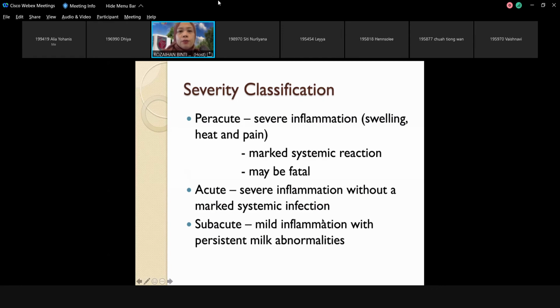You can classify mastitis according to severity, the classification of peracute, acute, subacute. But you don't actually use this when you put your diagnosis. I don't expect you to say that this is a peracute clinical mastitis, or this is subacute clinical mastitis. You don't have to do that. This is just for your information. This is not really important. You don't have to put this in your final diagnosis.